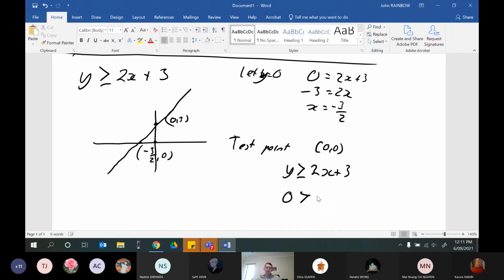So it's going to be 0, 2 times 0 plus 3. Is 0 greater than or equal to 3? That's false. So therefore, this is my required region. Now there's two ways you can graph this. One, you can actually say, I can shade that. I could shade this. And I'm going to call this my required region.